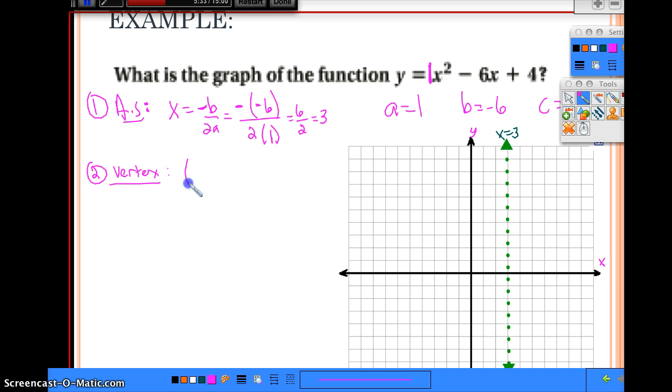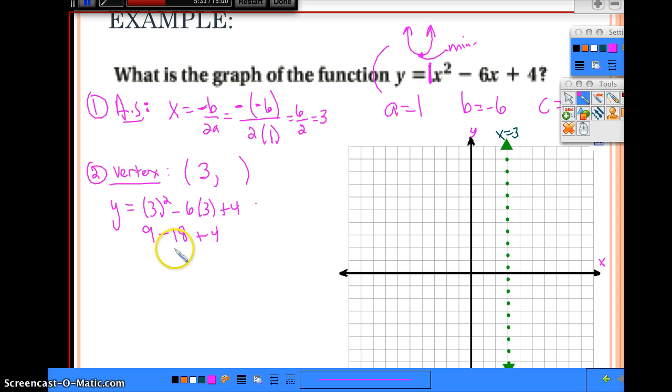The vertex is the point. In this case, because a is positive, we know the parabola is going to open up, which means your vertex is going to be a minimum. That is going to be at 3, comma, my y-coordinate. I find the y-coordinate by substituting 3 back into the original equation. So I get 3 squared minus 6 times 3 plus 4. 3 squared is 9 minus 18 plus 4. 9 minus 18 is -9, and -9 plus 4 is -5, excuse me. So that means 3 comma -5 is my minimum point, which is the vertex.